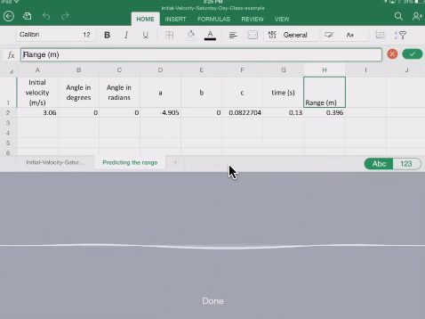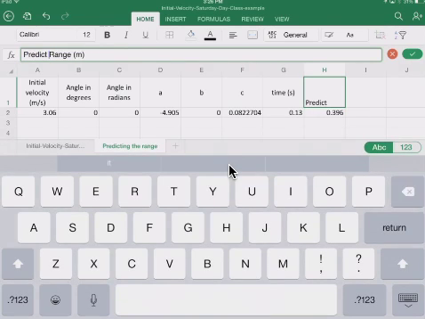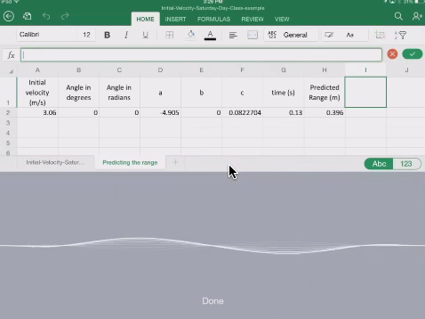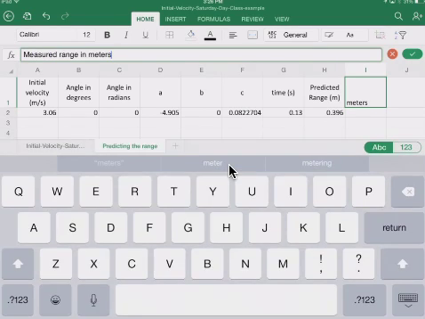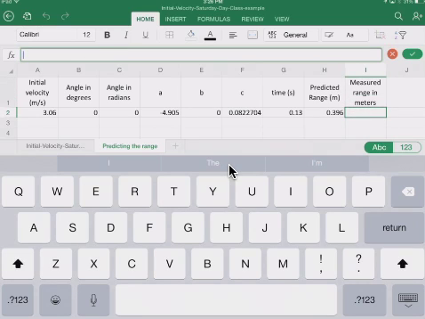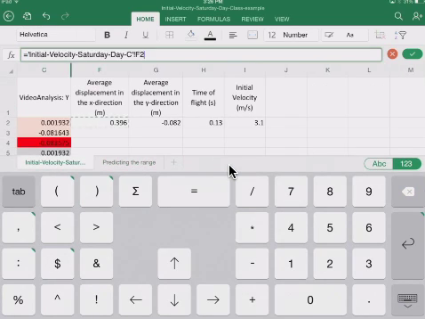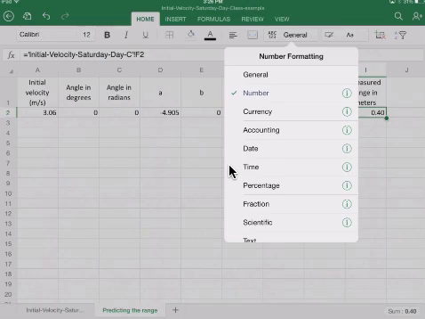So this is going to be our predicted range, and then we're going to have our measured range over here. Measured range in meters. So we know what this is. We can just say equals to, go back here and get our measured range, and then we have our measured range in meters. And let's, of course, make this an appropriate number.